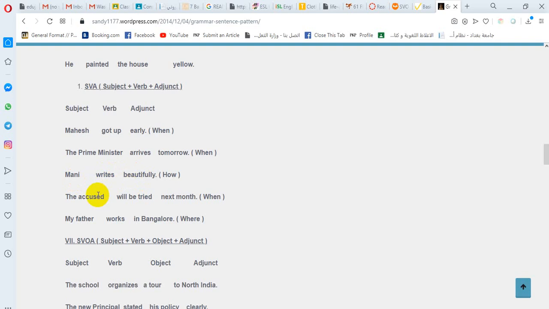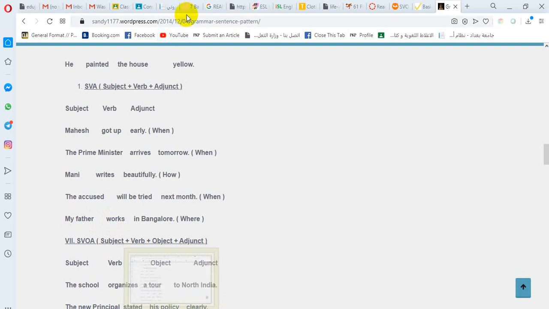Okay, how? The accused man will be tried next month. Will be sent to court, which means next month. So here we have what? We have verb plus adverb. My father works in Bangalore. Okay, so in Bangalore is an adverbial of place. So here we have my father works. But if you can see, there is a difference between SV, SVC, and this one, the second pattern or third, as I explained.